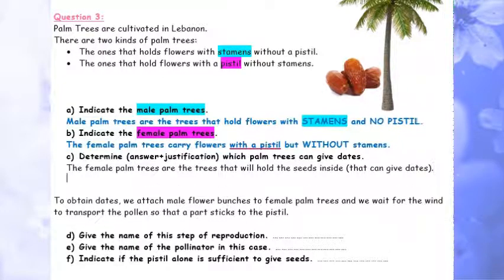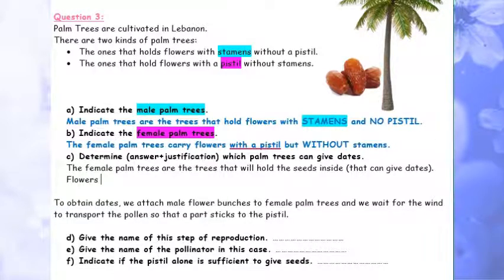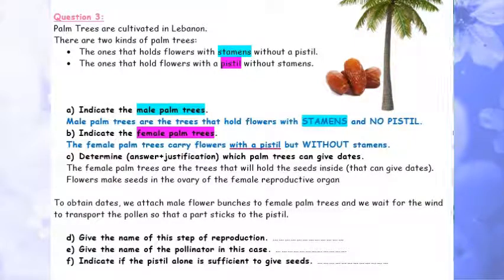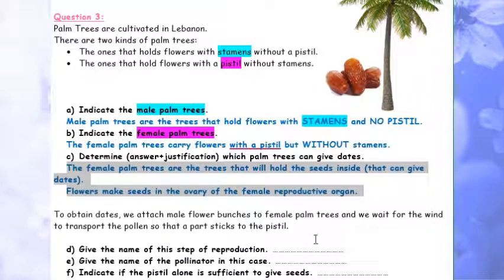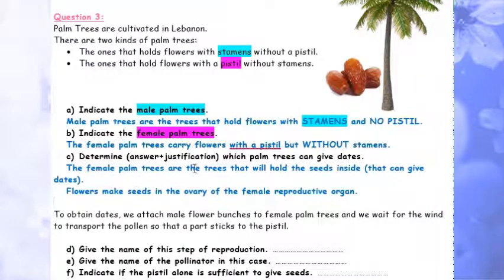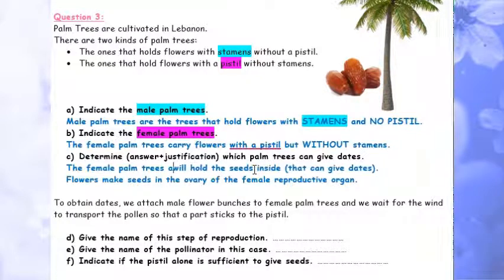Okay. Flowers make seeds in the ovary of the female reproductive organ. This organ contains the ovules. So the female palm trees will hold the seeds inside. Okay, I'm gonna fix it a little bit. They can give dates. Flowers make seeds in the ovary of the female reproductive organ. So I explained my point of view.